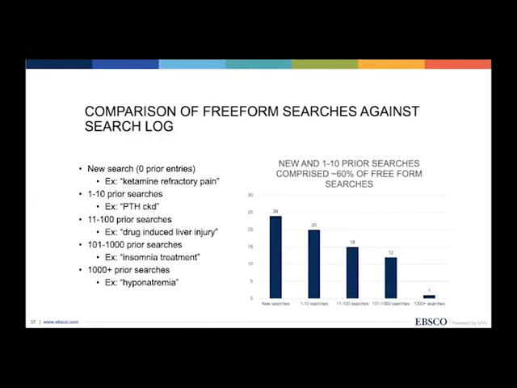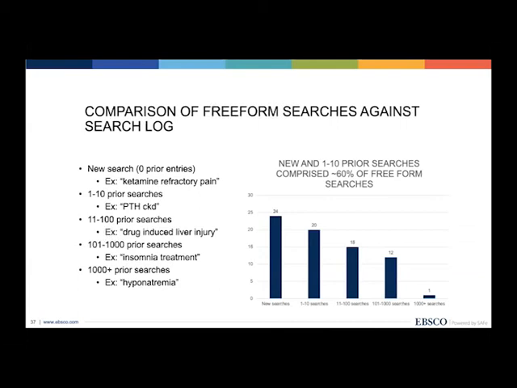And so, just to do an additional analysis, I did look at the search log that Dynamed has for their system and compared it to their freeform searches to see the frequency of those terms in the system. And so for new searches, which had 0 prior entries, such as ketamine refractory pain, there were 24 of those.